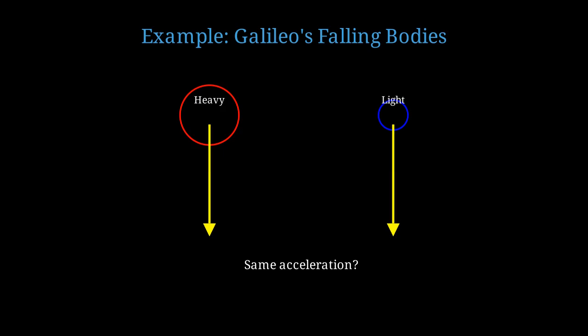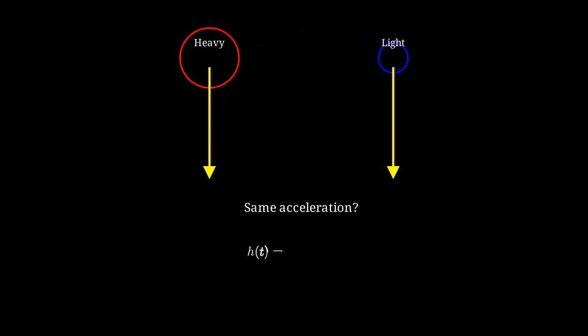Let's consider a historical example. Galileo hypothesized that in the absence of air resistance, all objects fall at the same rate regardless of their mass. The prediction was clear. A heavy object and a light object dropped simultaneously should hit the ground at the same time. The mathematical model is h(t) equals h0 minus 1/2 g t squared, where g is the acceleration due to gravity, independent of mass. Now let's dive deep into the actual process of fitting models to data.